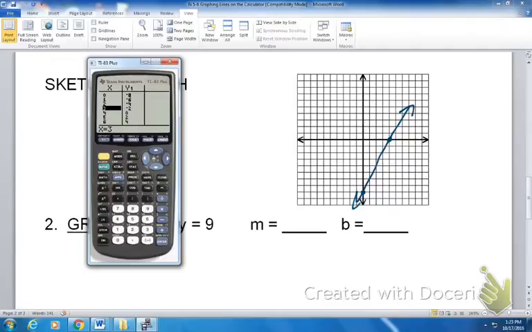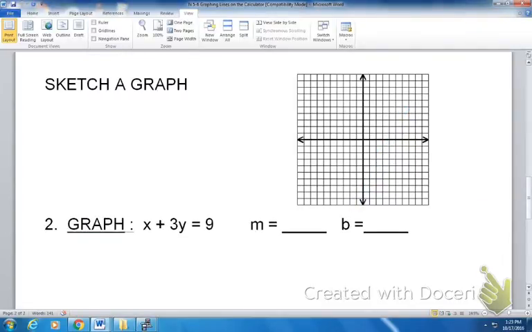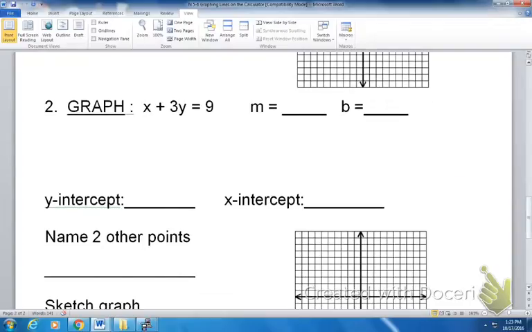Let's look at another one. It's a similar equation, except for this one has not been solved for y. You cannot plug things into a calculator until they've been solved for y. So let's do that first.